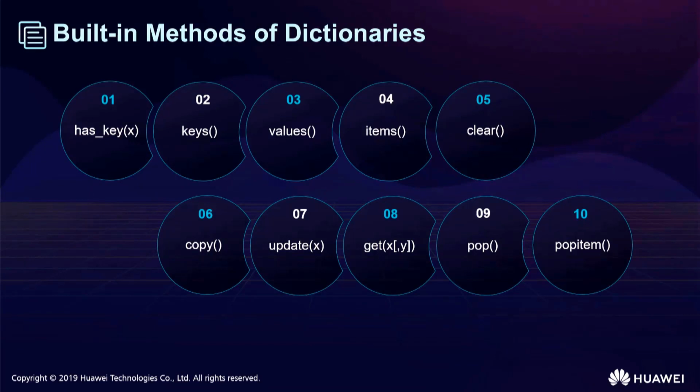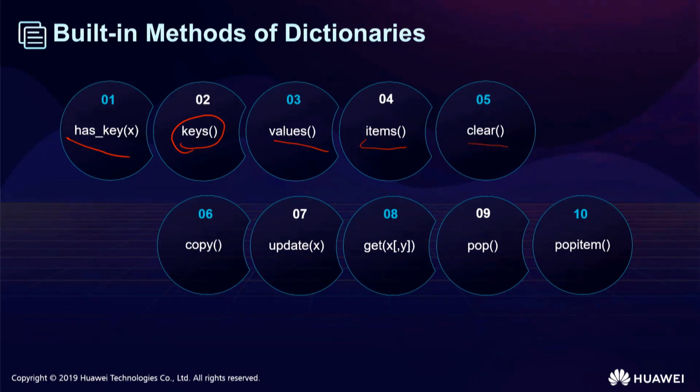Also, we can use the get key to return the value of a dictionary if the dictionary has the key x. We use keys to return a key list of the dictionary, values to return a value list of the dictionary, and items to return a tuple list. Each tuple encodes a key and value pair of the dictionary.